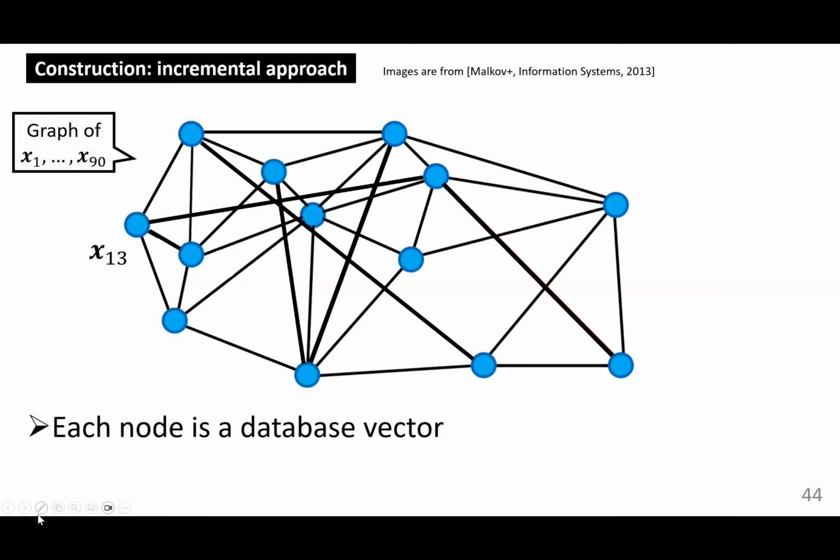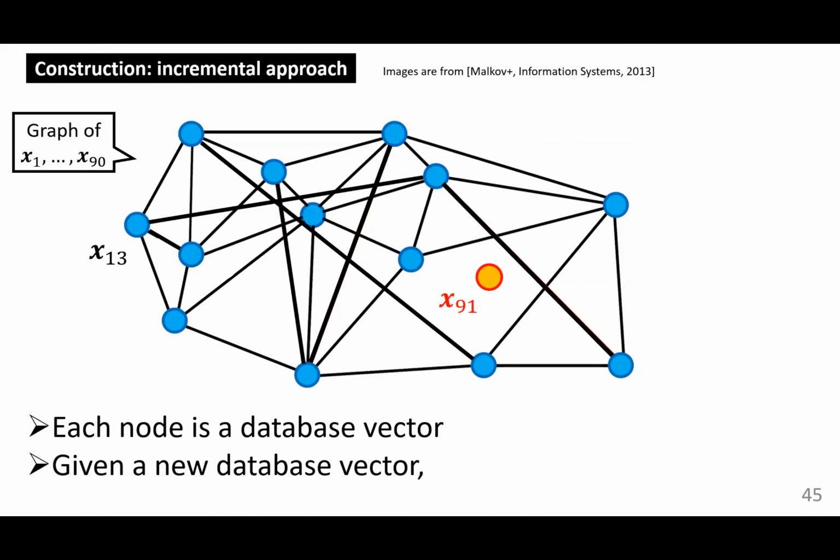Okay, so the incremental approach. Let's say there is already a graph, where each node is a database vector. The blue one is a vector. For example, this one is x13, and this is the graph of x1 to x90, let's say. In the incremental approach, our task is to add a new vector x91 to this graph.